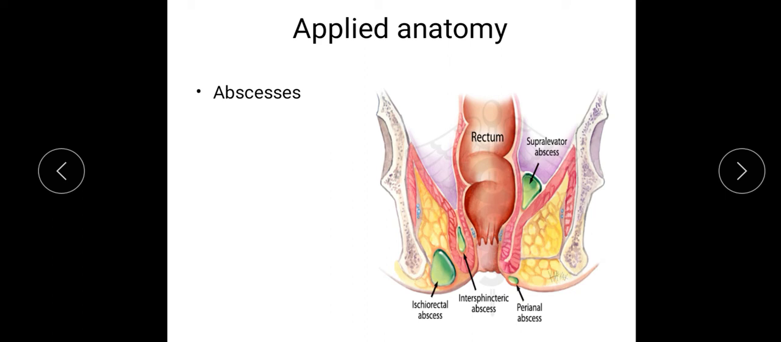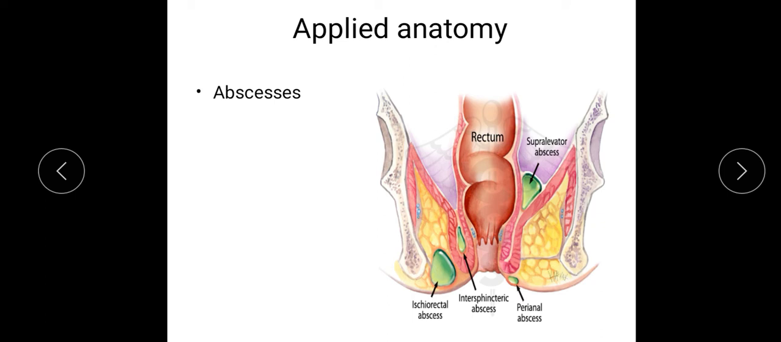Sometimes the abscess may burst into the canal or into the rectum. This is the levator ani muscle. Above this there is a supralevator abscess. On the surface there is a perianal abscess. Within the internal and external anal sphincter there is an intersphincteric abscess. In the fossa there is an ischiorectal or ischioanal abscess.